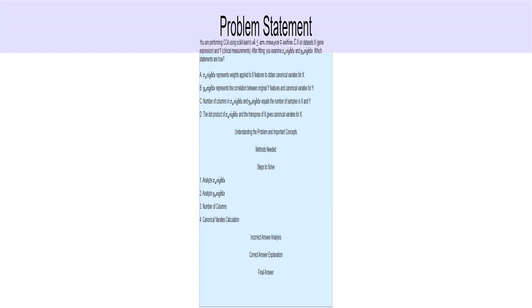I'm presenting a problem about canonical correlation analysis, CCA, a statistical method to find the best linear relationships between two datasets. We'll use Sklearn's CCA function to analyze gene expression and clinical data. I'll then quiz you on the meaning of the output, specifically focusing on the weights applied to each dataset.